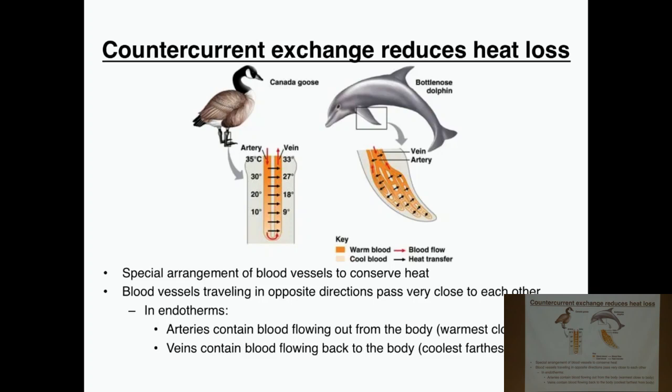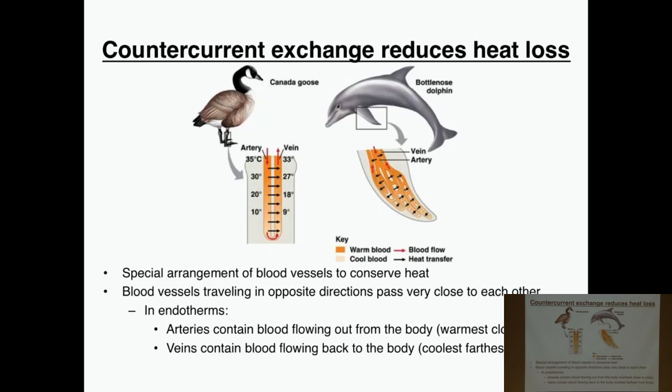So as the blood returns to the body from the vein, what you have is a situation where the temperature is the lowest down at the bottom here, at the furthest distance from the body. At this point, the artery has lost the maximum amount of heat, but the vein has also lost the maximum amount of heat, meaning that as soon as you get a little bit closer to the body, you've got heat to transfer from the artery to the vein.